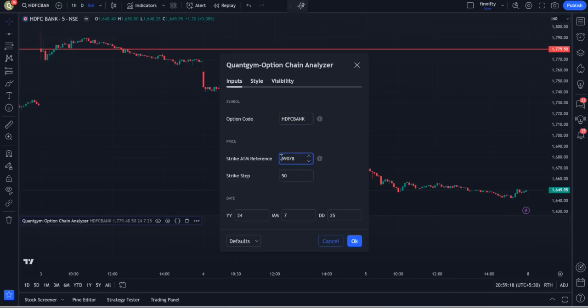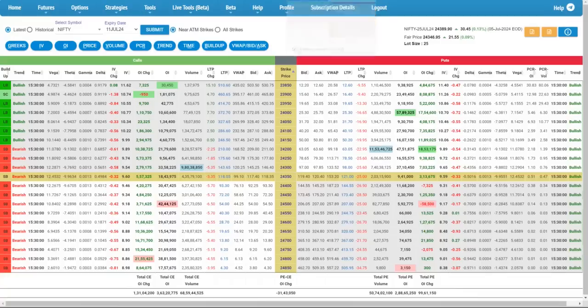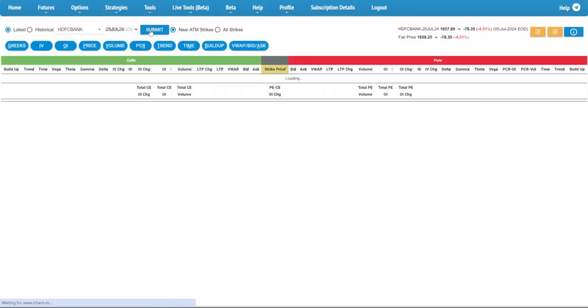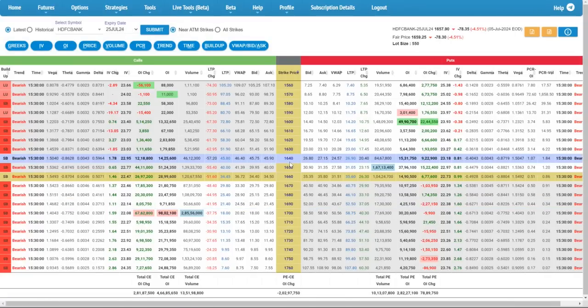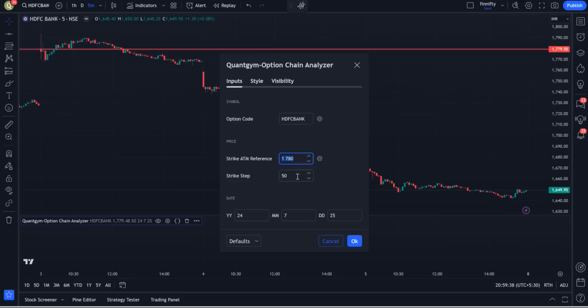This is 1780. And if you look at the HDFC option chain, I need a difference in strikes. So HDFC options are like 1650, 1660, 1670. So the difference in strike is basically 10 points, not 50 points.